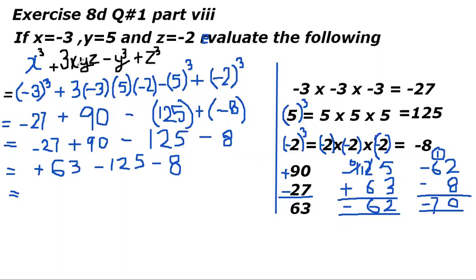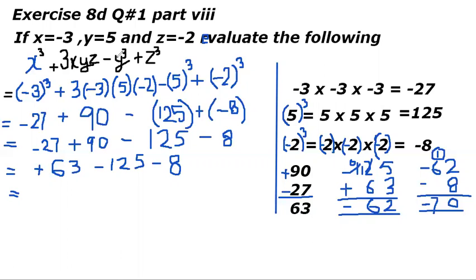3xyz. Now the value of x is minus 3, the value of y is 5, and the value of z is minus 2. It is 3 times x times y times z, all multiplying with each other. This also means 3 times minus 3 times 5 times minus 2. We have to multiply all these numbers, and we have written them in parentheses. It is a continuous multiplication.